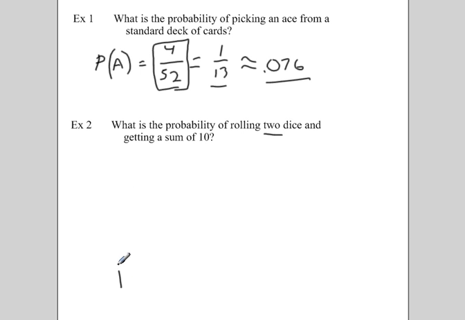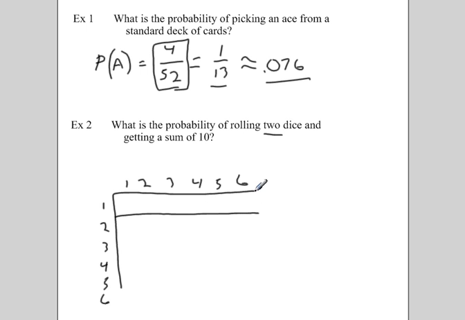One way you could do this is to make a table of values, and within this table you're going to write every single possibility if you roll 2 dice. So along the top I'm going to put the numbers 1 through 6, and along the left side I'm going to put the numbers 1 through 6. And within this table we can write down all the sums you could get if you roll 2 dice.